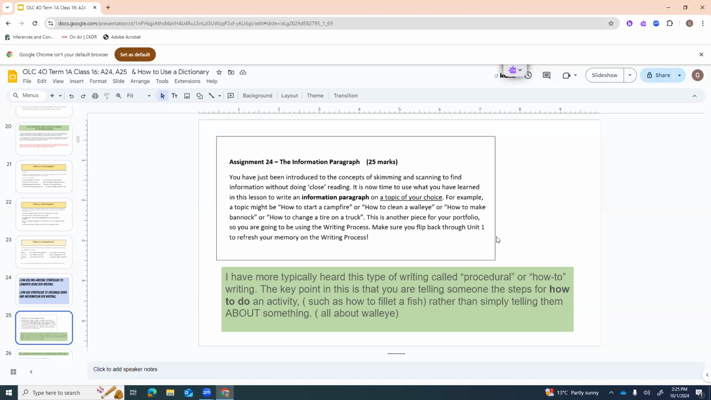This is also called a procedural or a how-to type of writing. The key point of this type of writing is that you're telling somebody the steps for how to do an activity, such as how to fillet a fish, rather than simply telling them all about something like, hey, let me tell you everything I know about walleye.